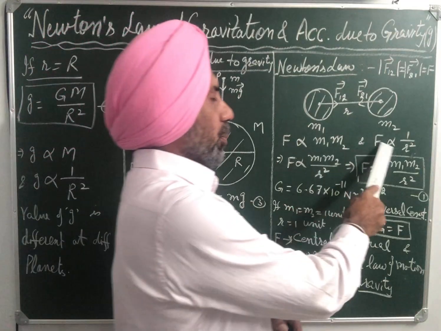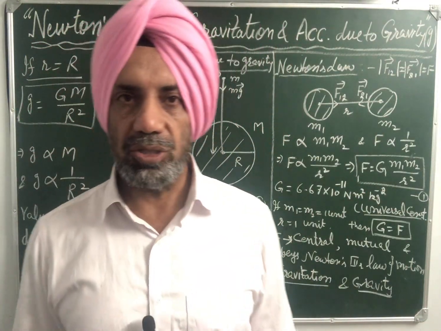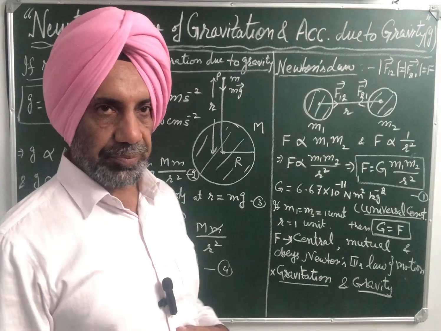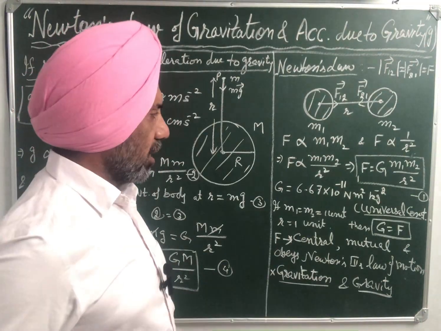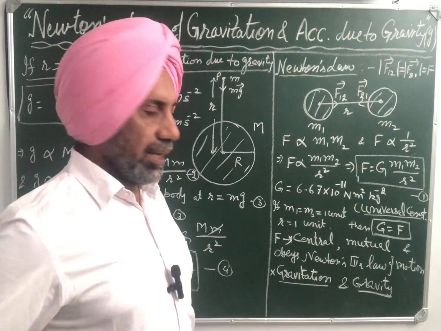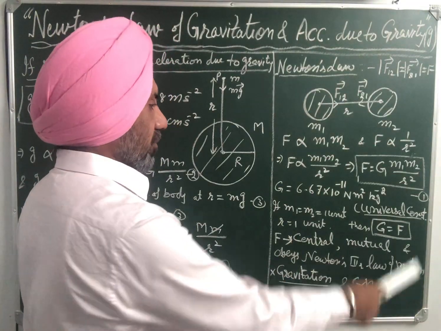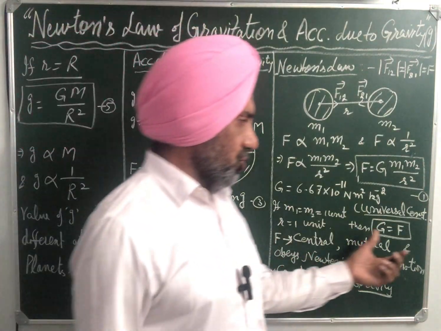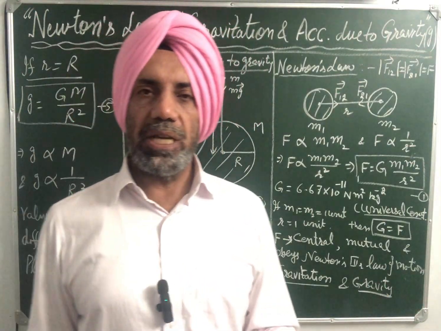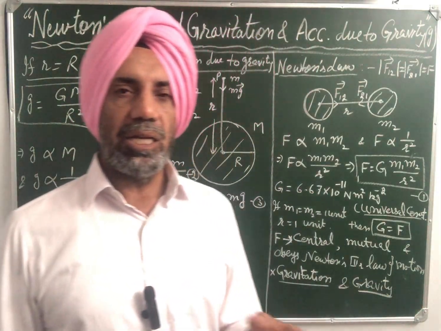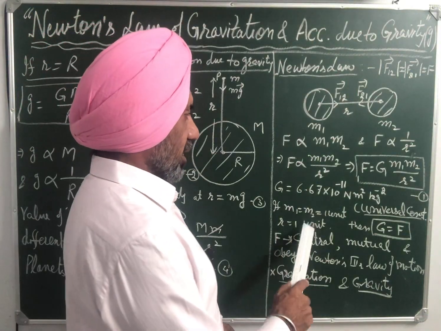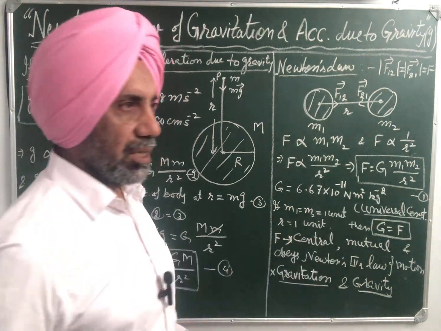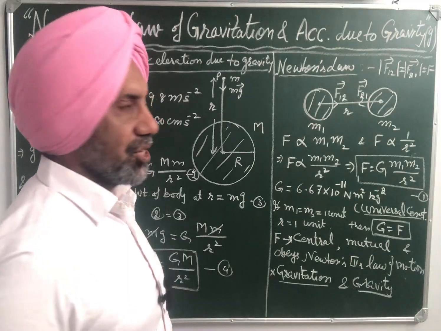And moreover, it obeys the inverse square law because gravitational force is inversely proportional to the square of the distance between the two masses. Now we can define the gravitational constant. See, if m1 is equal to m2 is equal to 1 unit, and r is equal to 1 unit, then G will be equal to F. It means the gravitational constant is defined as the gravitational force between two bodies of unit masses separated by a unit distance. Its value is 6.67 into 10 raised to minus 11 Newton meter square per kg square. So this is all about Newton's law of gravitation.